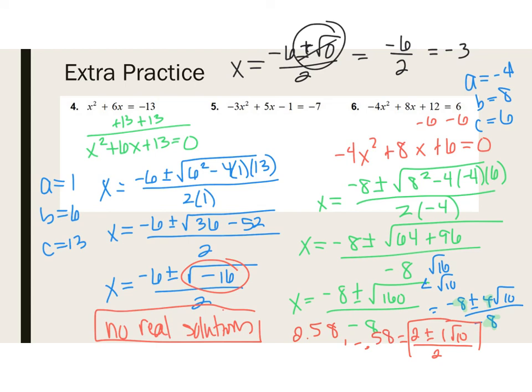If you want to check number 5, 5's answers are approximately, because these are going to be rounded decimals, 2.5 and negative 0.8.